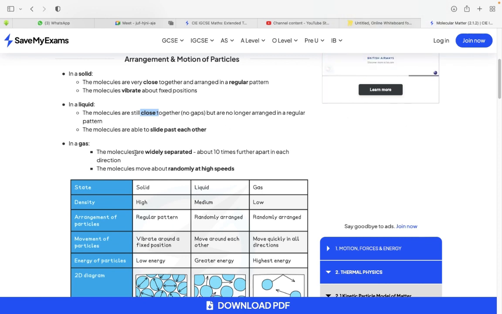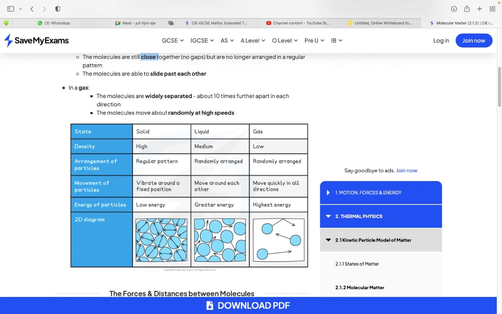Now, in the case of gas, we say the molecules are widely separated, about 10 times farther apart in each direction. So if you look at it, you see the distances are huge. This is just a sample. The distance between one molecule and the other in the case of gas is huge compared to liquid. Liquid has little distance and the arrangement is not very regular, so they are able to slide past each other gradually. But in solid, the molecules are fixed in position, they only vibrate.